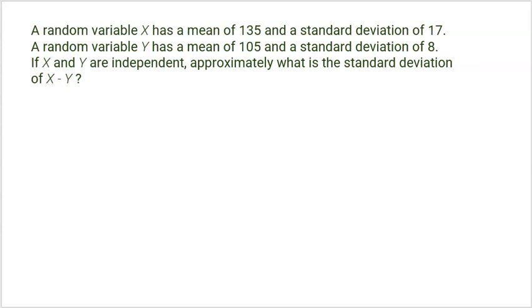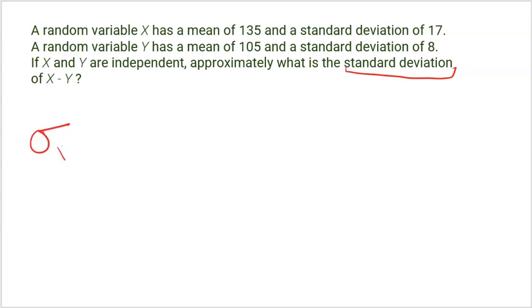All right, here's a very generic example that you will also typically see on the AP stats test. We have a random variable x, mean 135, standard deviation 17. Got a random variable y, mean 105, standard deviation 8. And now they want us to find the mean and standard deviation. Well, actually, I take that back. This just wants us to find the standard deviation for x minus y.